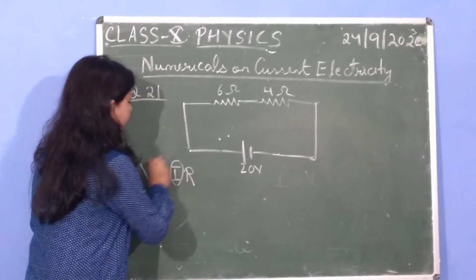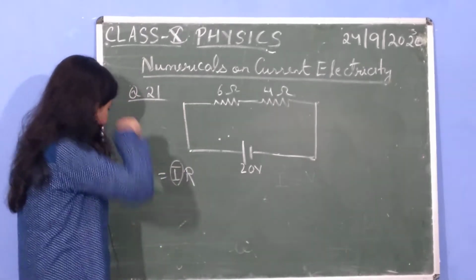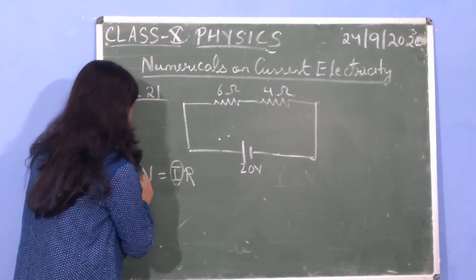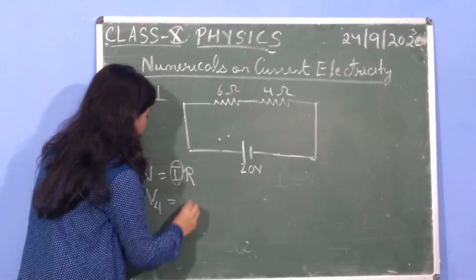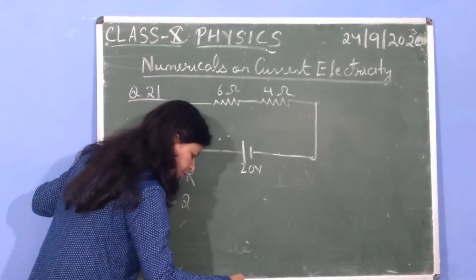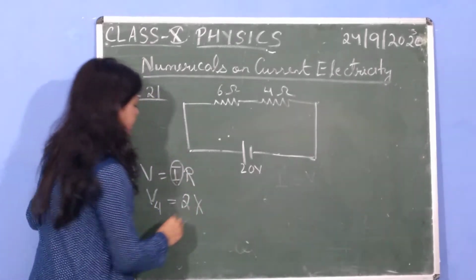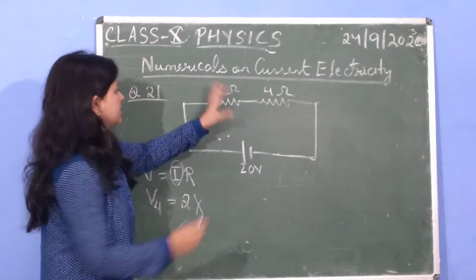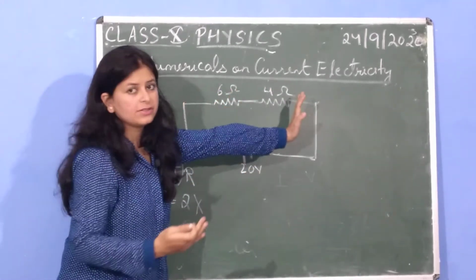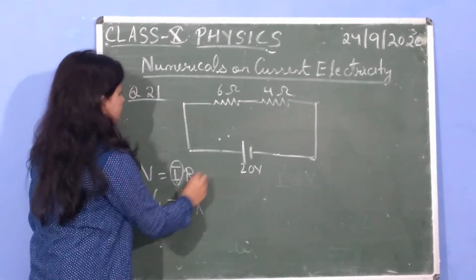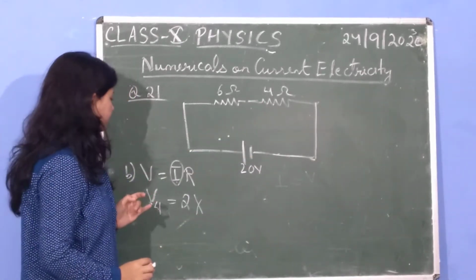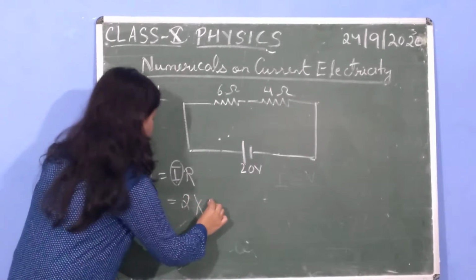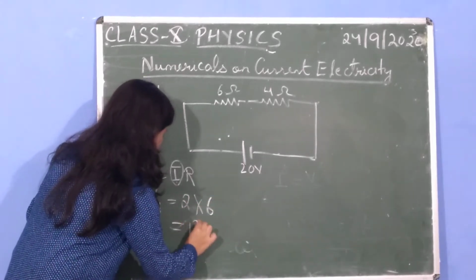Since we have calculated this I in the previous part, this is the solution for part B. I was calculated to be 2, and the resistance we are taking into consideration is only this 6 ohm one. We are not taking the 4 ohm into consideration. So, instead of 6 plus 4, we are just taking 6 because the question has asked you to find the potential difference across the 6 ohm only. So, 2 into 6 is equal to 12 volt.